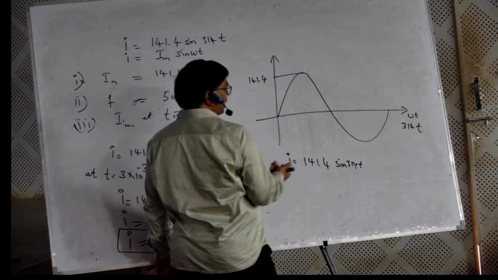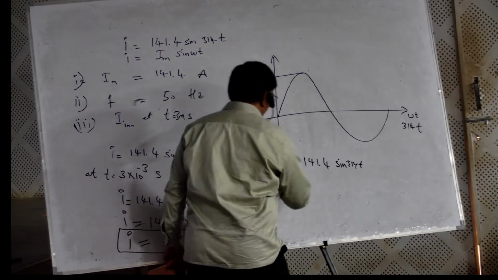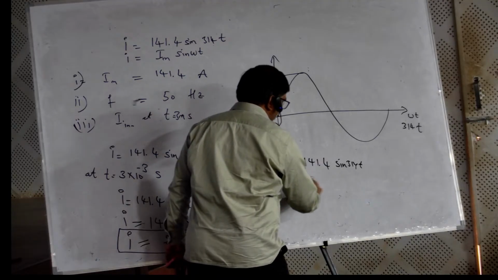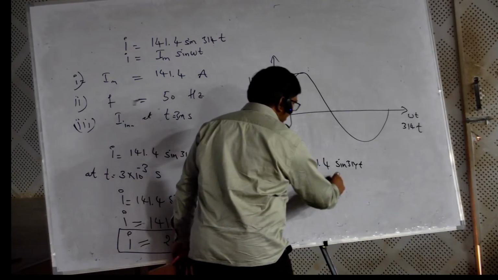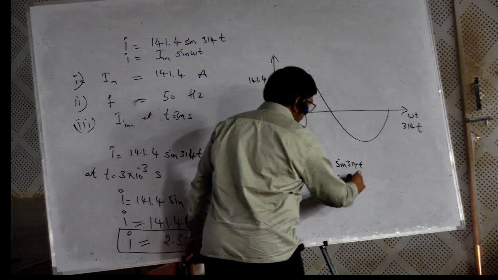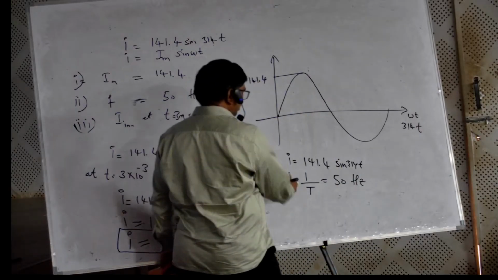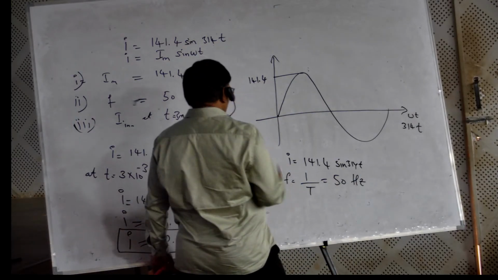What is the frequency? Frequency is, what is the other formula? 1 by time period. That is 50 Hz. This is from omega.